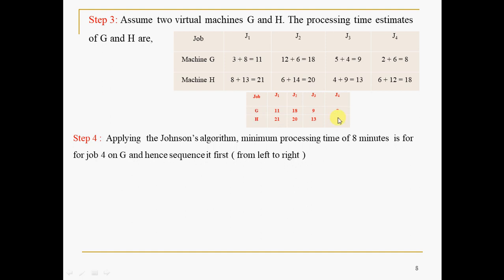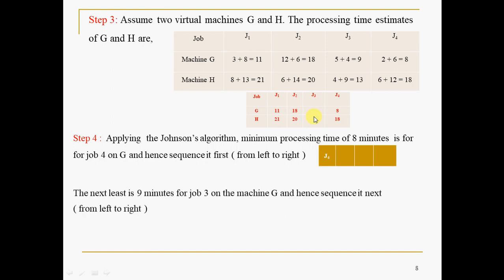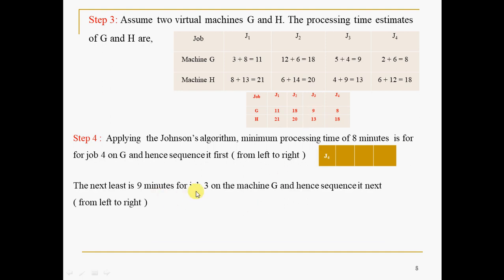Job 4 is on machine G, and hence sequence it first, that is first in the sense from left to right. J4 is sequenced, so you have to cancel it, and from the remaining you have to see the least processing time, that is 9 minutes for job 3, on machine G again. So machine G is like now M1, and this is like M2.